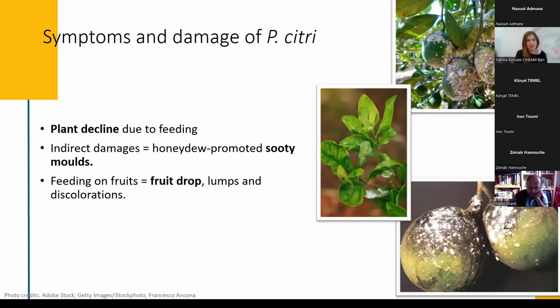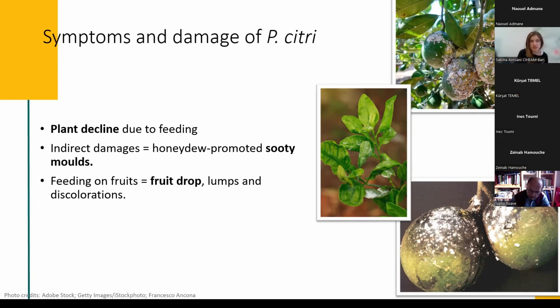But why is it a pest? Given that, as I said, it has a gregarious behavior, the large amount of insects feeding on the plants can lead to premature leaf drop, stunted growth, wilted chlorotic leaves, so the plant declines. Although most of the damage is indirect, so the honeydew that is produced by the insect facilitates the growth of sooty molds, which can not only cover the leaves, so reducing the photosynthesis, but also cover the fruits, making them less marketable.